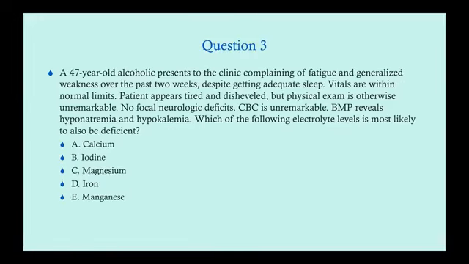All right, question 3. We have a 47-year-old alcoholic who presents to the clinic complaining of fatigue and generalized weakness over the last 2 weeks, despite getting adequate sleep. Vitals are within normal limits. Patient appears tired and disheveled, but physical exam is otherwise unremarkable. No focal neurologic deficits. CBC is unremarkable. BMP reveals hyponatremia and hypokalemia. Which of the following electrolyte levels is most likely to also be deficient? A, calcium, B, iodine, C, magnesium, D, iron, or E, manganese?